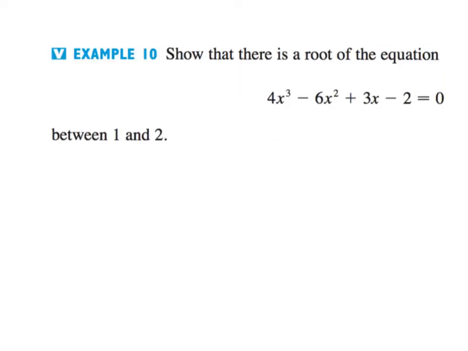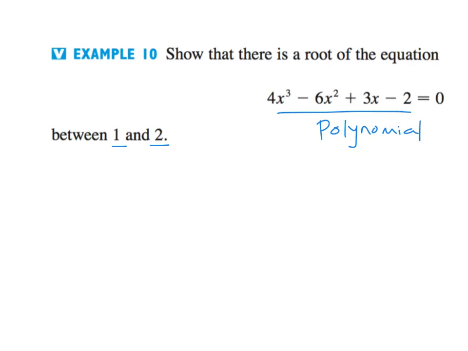So let's take a look at this example. It says show that there's a root of the equation 4x cubed minus 6x squared plus 3x minus 2 equals 0 between 1 and 2. So it's really saying show that there's a zero between these two integer values, x equals 1 and x equals 2. Before we start, we always have to have some kind of statement that it's a continuous function. If you remember those theorems we looked at, Theorem 5 and Theorem 7, this is a polynomial. In fact, all polynomials are continuous about all real numbers because the domain is all real numbers.